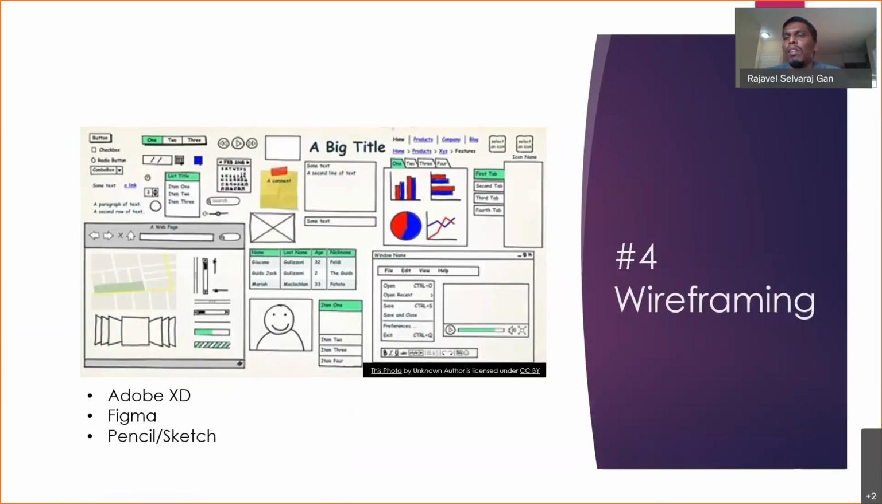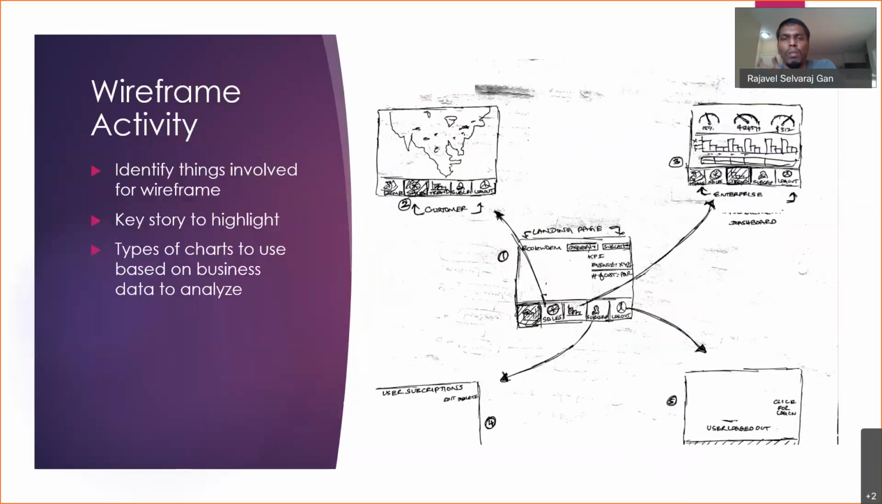Once you get all the goal, KPI, and key audience information, you have to sit down and come up with a wireframe. A wireframe can be a pencil sketch, or you can use different tools like Adobe XD or Figma or Balsamiq, or a lot of tools available. But I am a person who goes with a pencil sketch because that's very quick. One example I can show from my experience, I have put together here a pencil wireframe sketch.